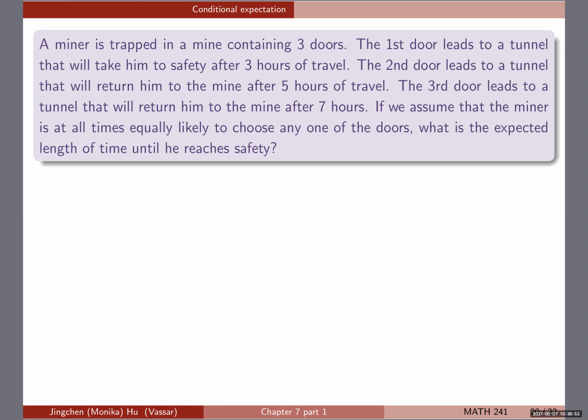So I guess only the first door is going to work for this miner. Assume that the miner is at all times equally likely to choose any of the doors. Probably not a really valid assumption, because if I chose the second door the first time and came back, I'd know I shouldn't do that one again. But anyway, for simplicity, we're assuming the miner is at all times equally likely to choose any of the doors. What is the expected length of time until he reaches safety?